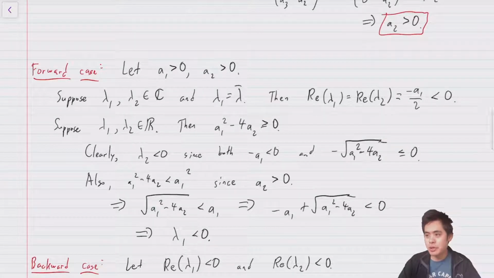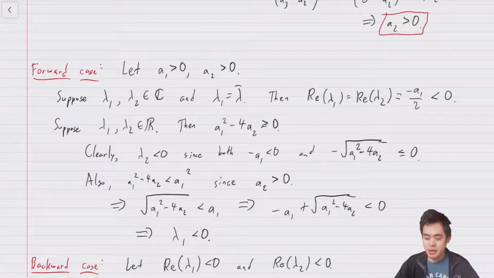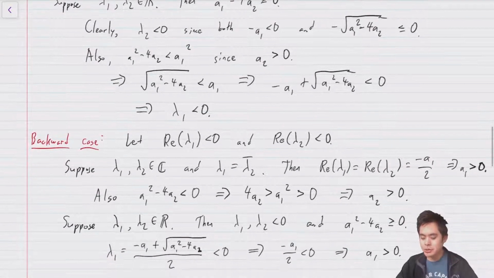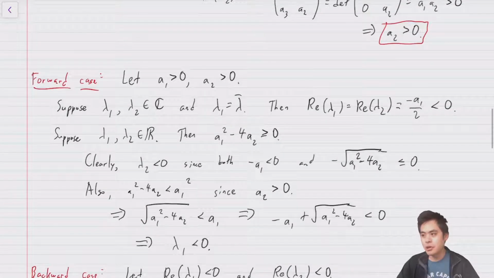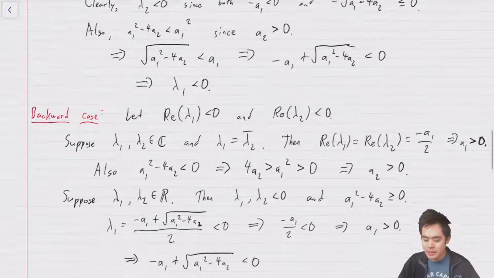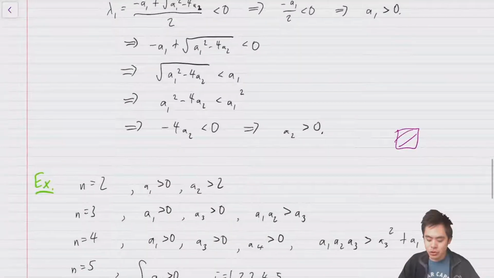Okay, so then we have a forward case, which is if we start with a1, a2 greater than 0, and we have a backward case where we start with the real parts of the eigenvalues both being less than 0. There's a lot of algebra here. I'm not going to go through it all again. You should look in video 4.5a for the details. But basically, we were able to prove it for the case of n equal to 2.